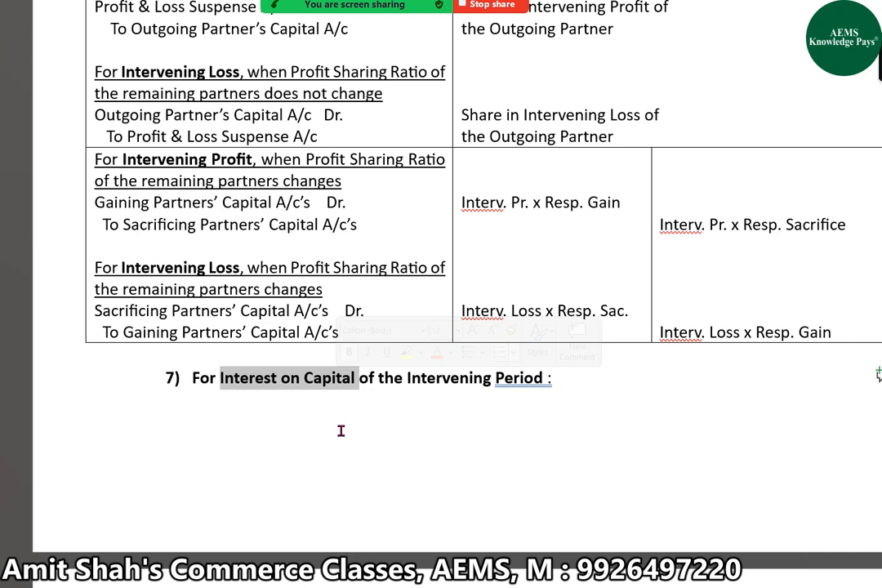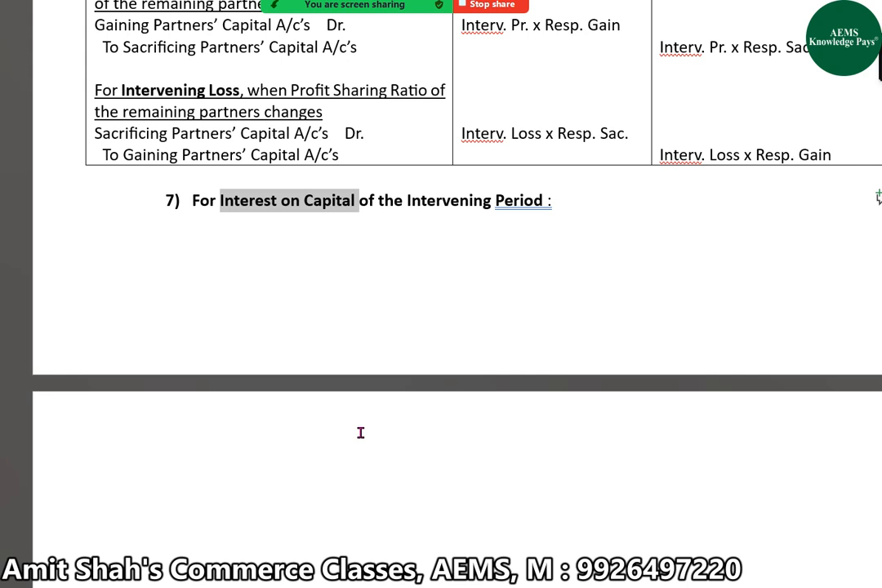So suppose a partner is retiring on 15th of July, then he also has to be given interest on capital for a period from 1st April till 15 July. That is for a period of 3.5 months. Am I clear, guys?